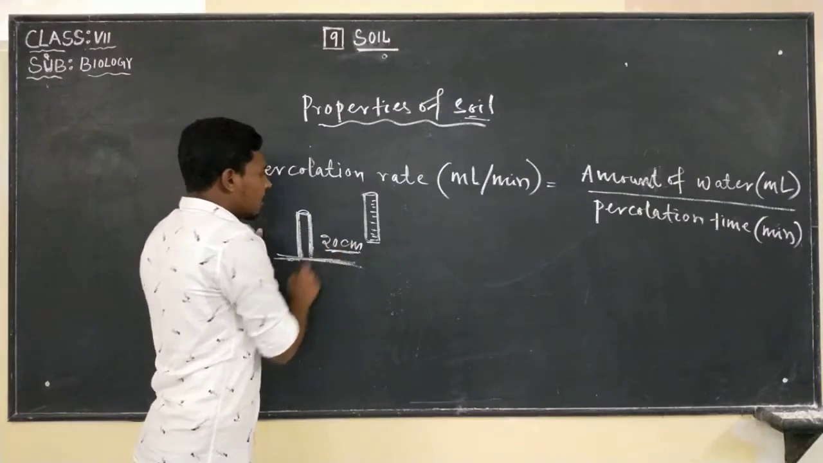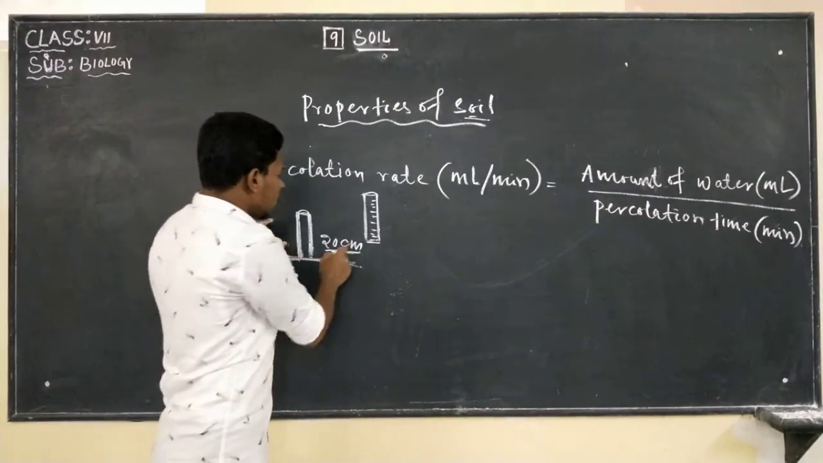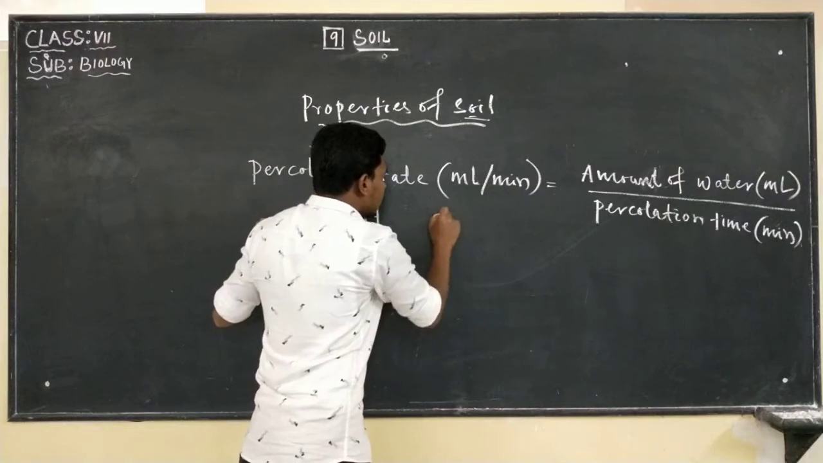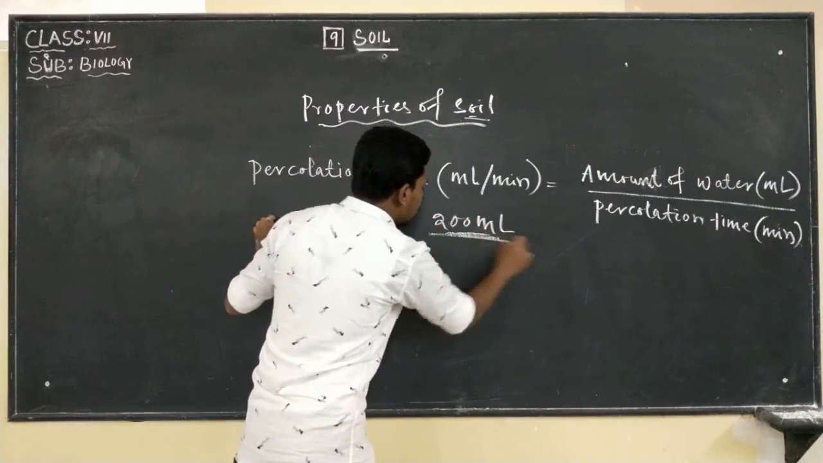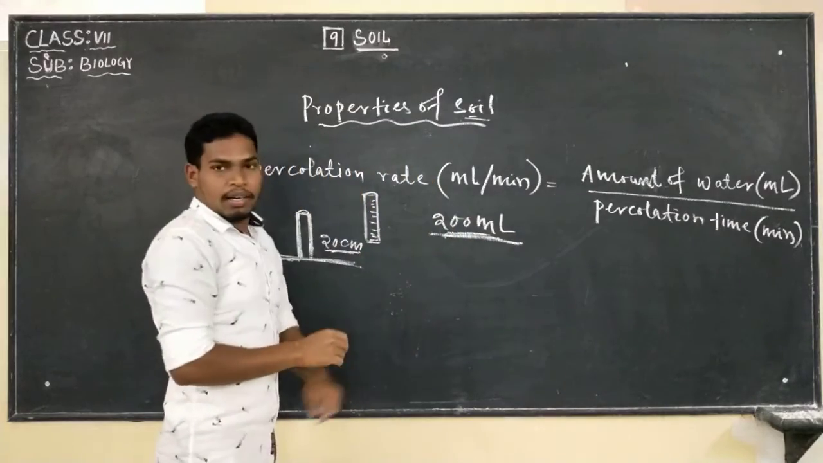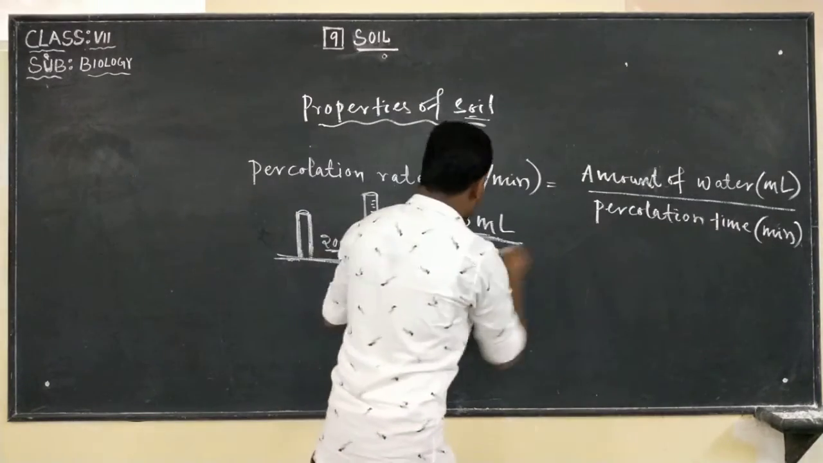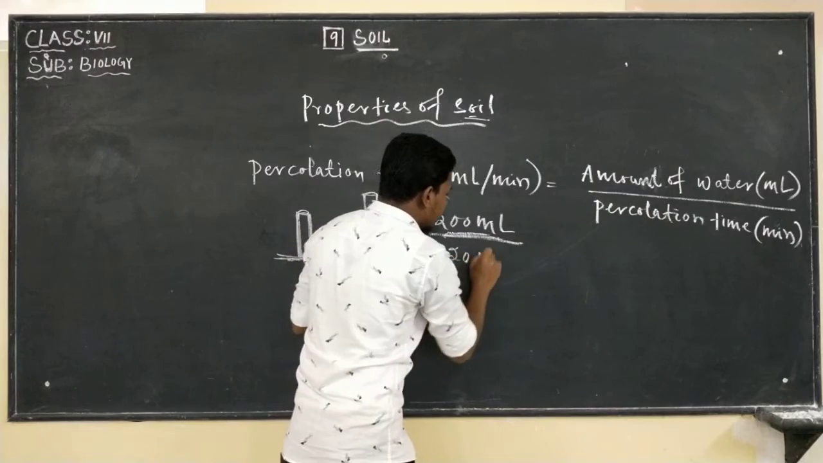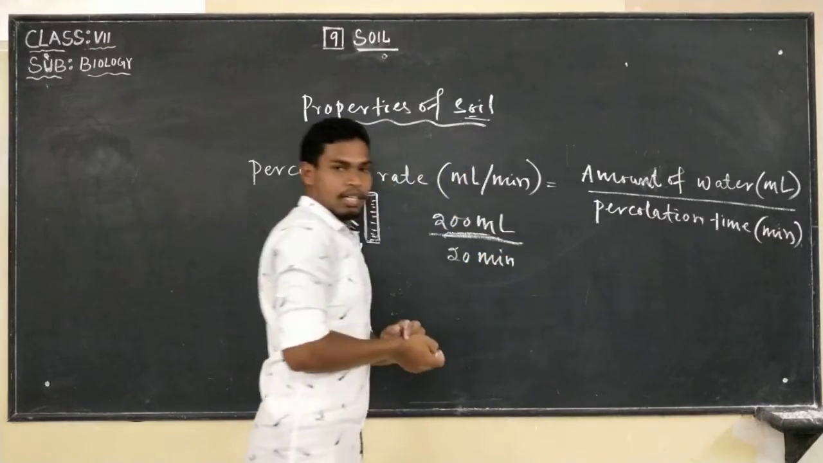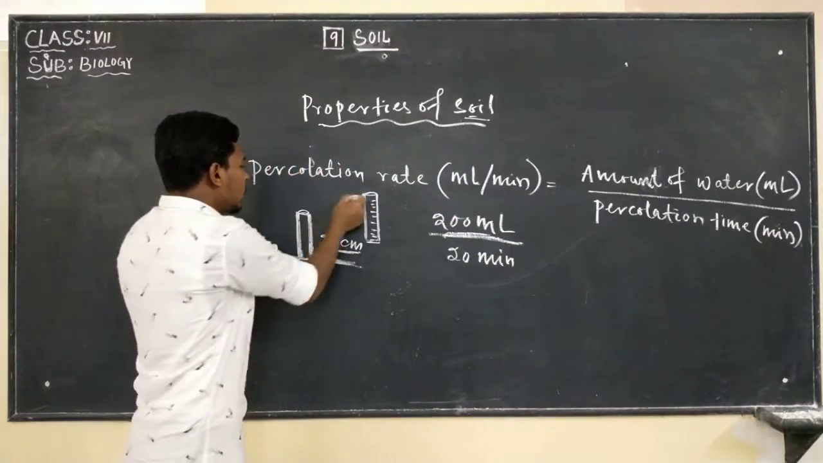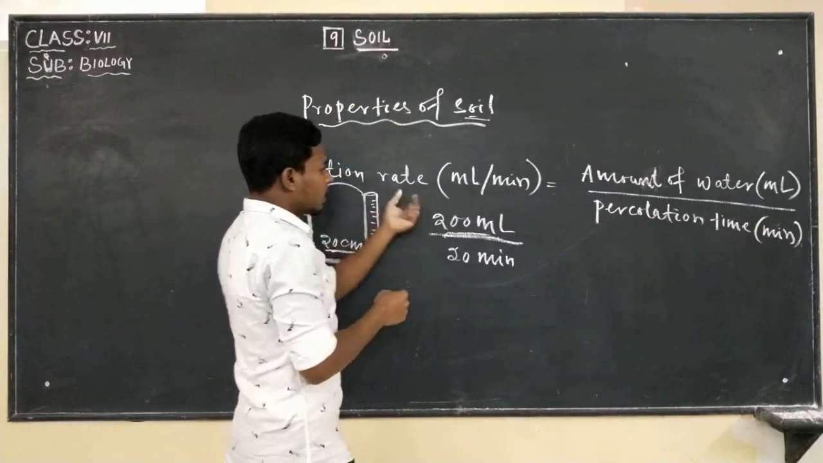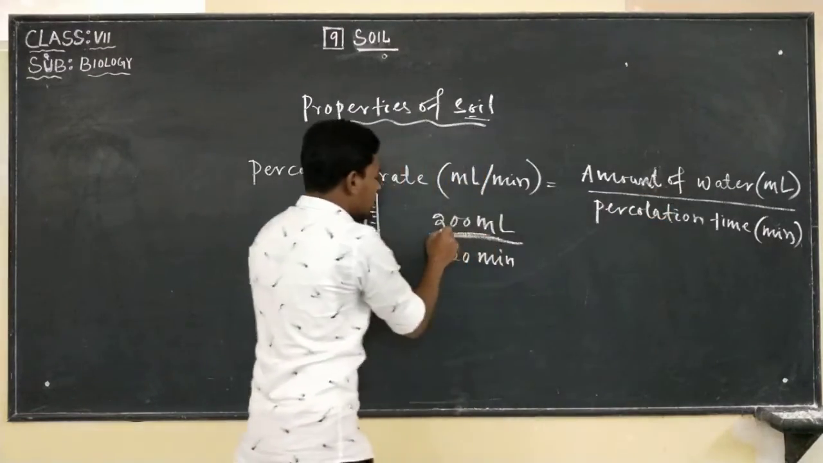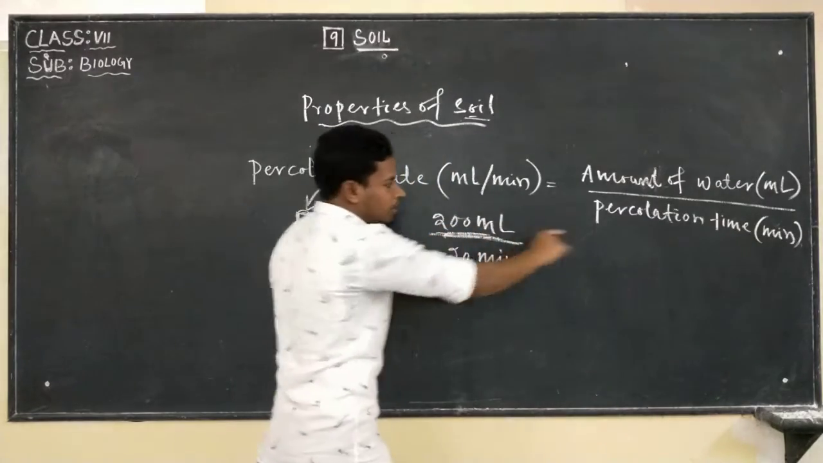So for example, 200 ml water you are pouring, and the 200 ml water takes the time of 20 minutes. So our formula is what? Amount of water. How much amount of water? 200 ml. How much time is it?